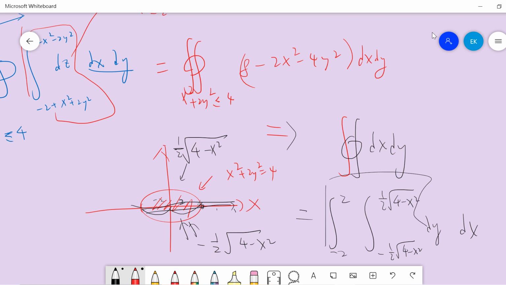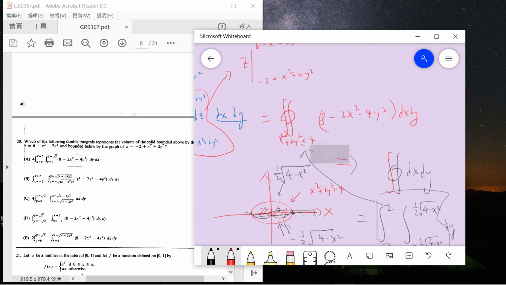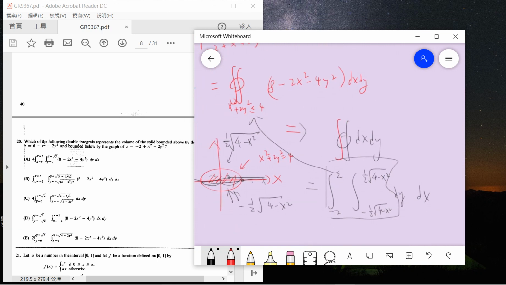So plug this integrand into this. Okay, so we can see which one is the correct answer. It's obvious that the correct answer is B. B is exactly the same. In B, these terms match, y goes between these two, and x is just negative 2 to 2. So this problem does not ask you to do the integration, it just asks which one is correct. So it's very easy: once you understand the question, you can easily get the answer, right? So the answer is B.